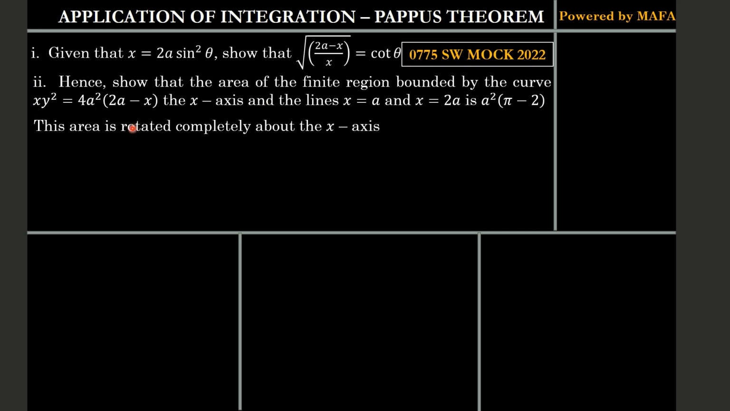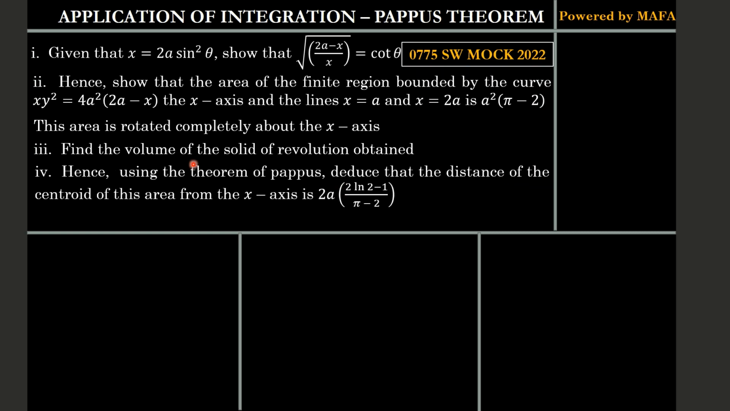Now we have a statement that says that this area is now rotated completely about the x-axis. Roman 3 says we should find the volume of the solid of revolution which is obtained, and the last part is saying we should use the Pappus theorem to deduce the distance of the centroid of this area that was rotated from the x-axis, and we should show that it is 2a into (2 ln 2 minus 1) on (pi minus 2).